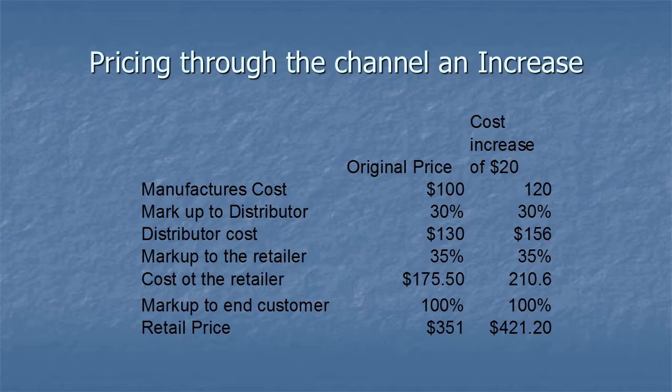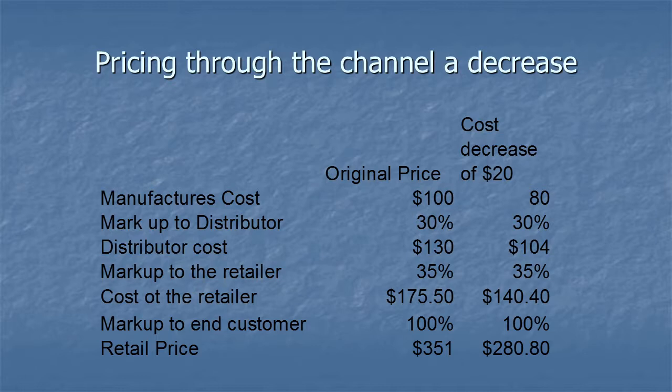Suppose that my costs go up by $20. Now my manufacturing cost is $120. If my markup to the distributor stays the same, and my markup to the retailer stays the same, and the markup to the end consumer stays the same, the price doesn't go up by $20. The price actually goes up by $70. That's right, a $20 increase in my costs might increase the price to the end customer by $70. Or in this particular case, it is in fact that 20% increase.